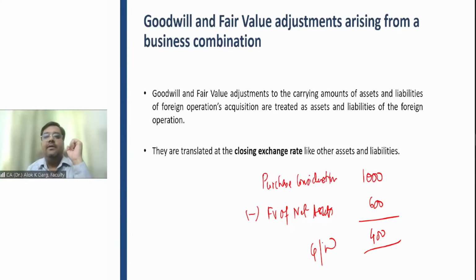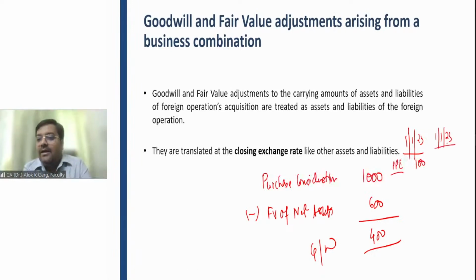Sir, what does it mean? It means that, for example, the company has acquired an entity on 1st January 2023, right? And at the time of acquisition, the PPE, property, plant and equipment of that entity was 100 rupees, right? In their books. But when the company acquired this entity, the company revalued the fair value of the PPE and it becomes 150 rupees, right? There is a 50 rupees increase, right? Accordingly, the company has paid purchase consideration. Accordingly, the goodwill has been calculated.